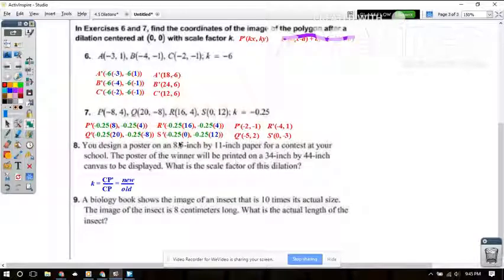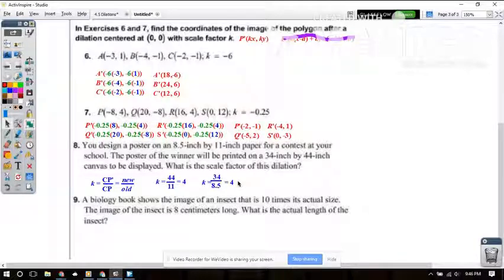And so which one do we use? Do we use 8.5? Do we use the 11? Which one? It really doesn't matter. You can do it 11 inches and 44 inches. So this is the new one, so it'll be 44 over 11, which is 4. Or we could use the other one. We could do 34 inches over 8.5 inches, which is still 4. It doesn't matter because this is going to be proportional and the ratio is the same no matter which one you do.